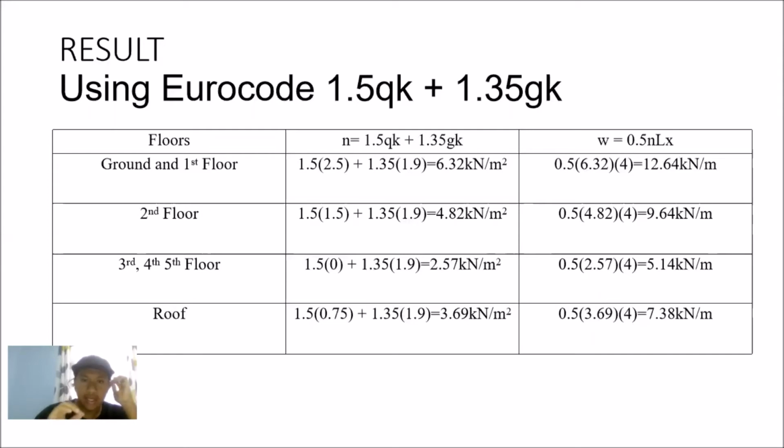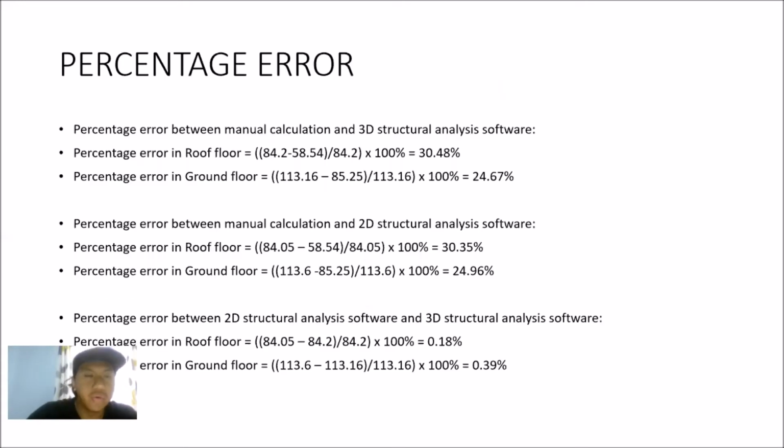There is a different value of N and W respectively according to the floor. Okay, next. We also calculated the percentage error between our manual calculation, the 2D structural analysis software and the 3D structural analysis software. From the calculation, we get the result as you can see.